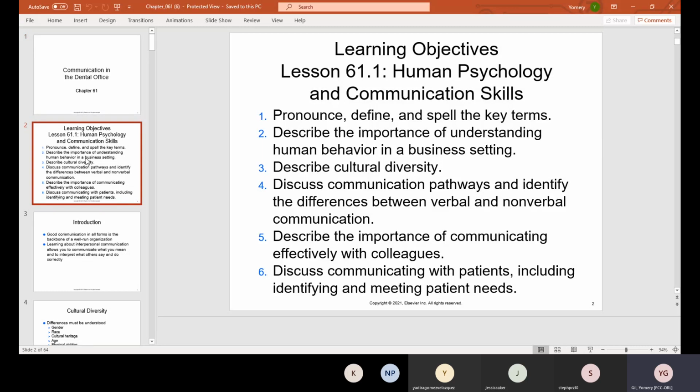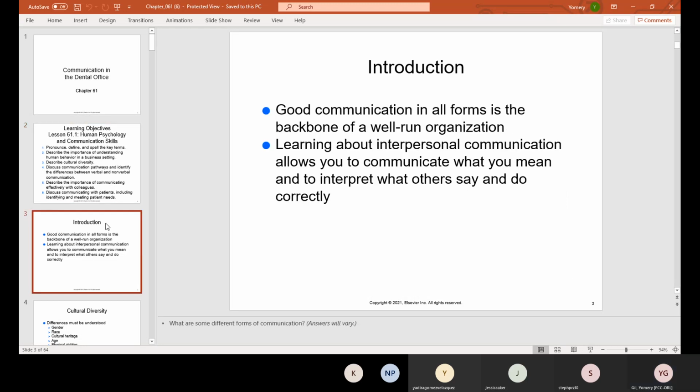key terms, and you guys should have done that already. Describe the importance of understanding human behavior in a business setting. Describe cultural diversity. Discuss communication pathways and identify the differences between verbal and nonverbal communication. Describe the importance of communicating effectively with colleagues. Discuss communicating with patients, including identifying and meeting patients' needs.